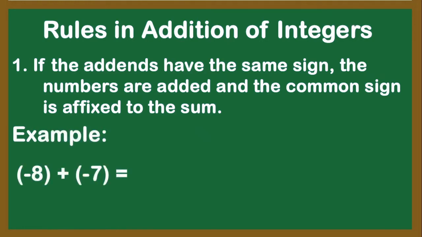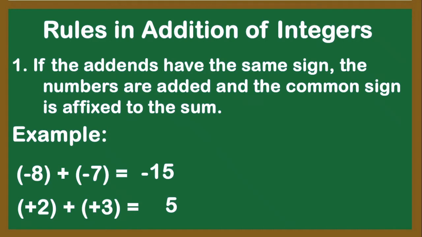Negative 8 plus negative 7. Let us add 8 and 7, which is 15, and affix the common sign, which is negative. Then we have negative 8 plus negative 7 is negative 15. Let us have positive 2 plus positive 3. Let us add 2 and 3, which is 5. Then the common sign is positive. Then we have positive 2 plus positive 3 equals positive 5.